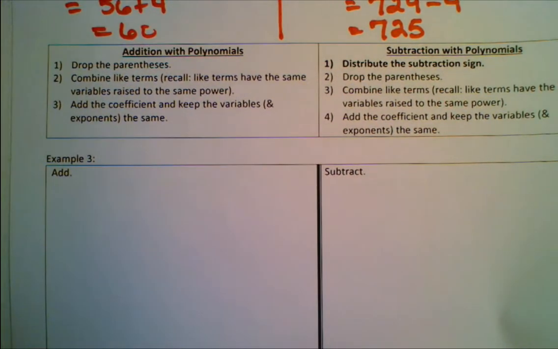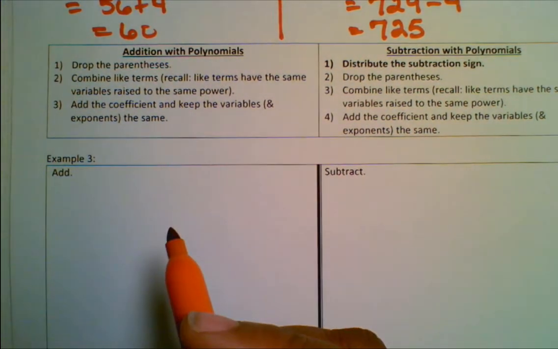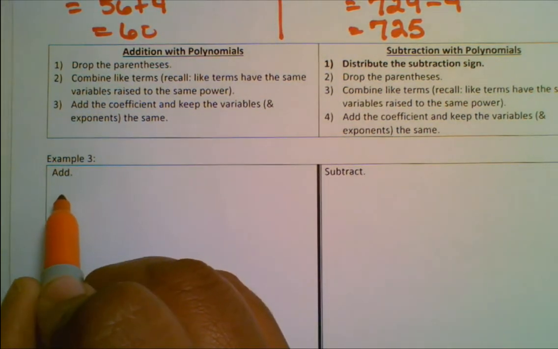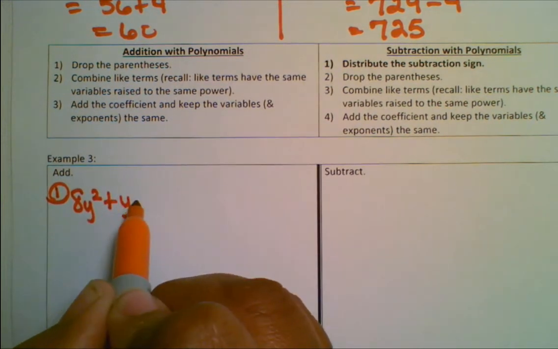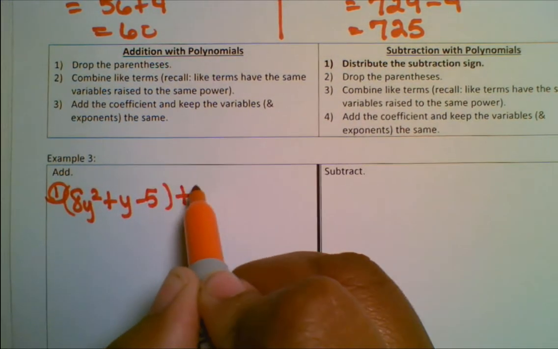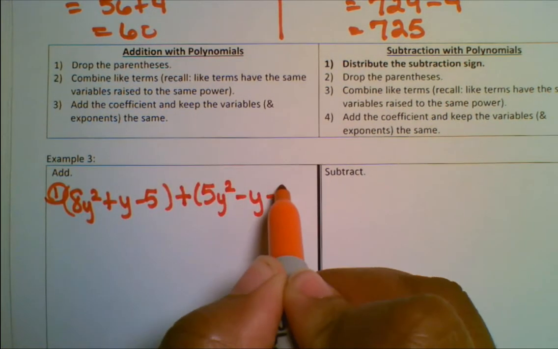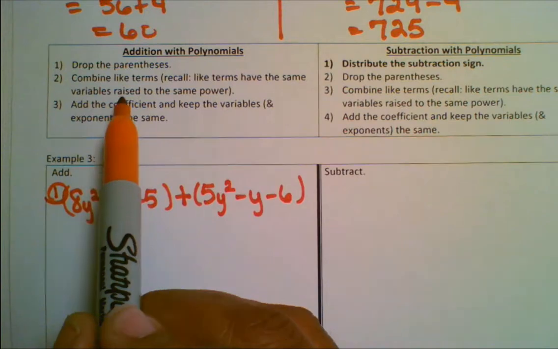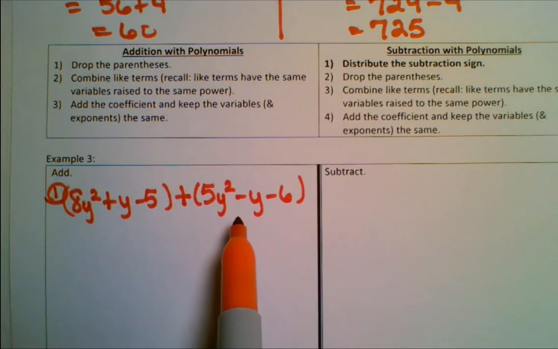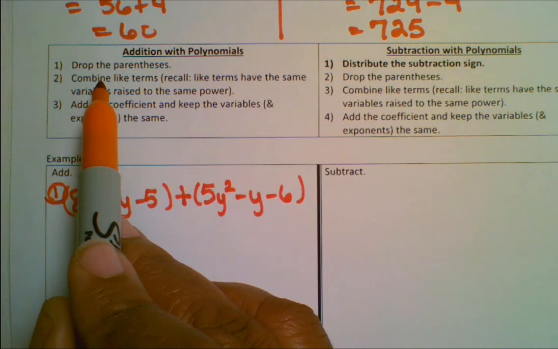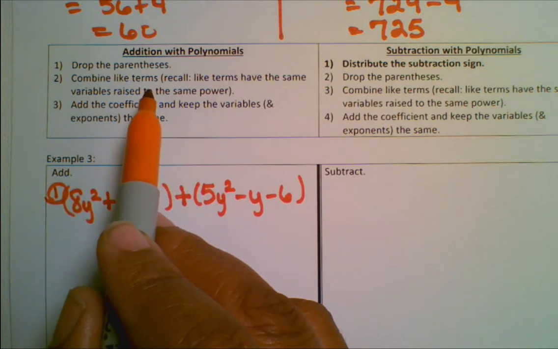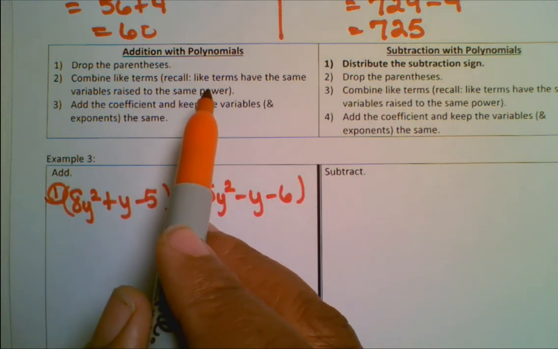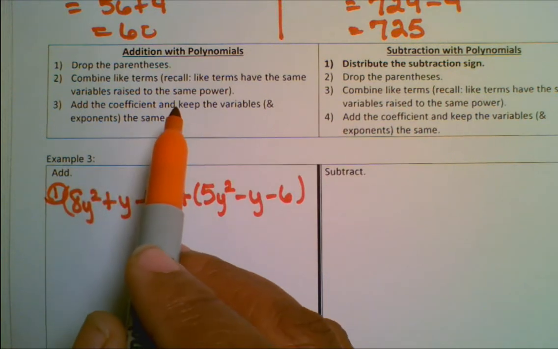So, adding with polynomials. Here we have 8y squared plus y minus 5 plus 5y squared minus y minus 6. When you're adding polynomials, there's a plus sign between the two trinomials. It says drop the parentheses, and we're going to do that. Combine like terms. Recall that like terms have the same variable raised to the same power.